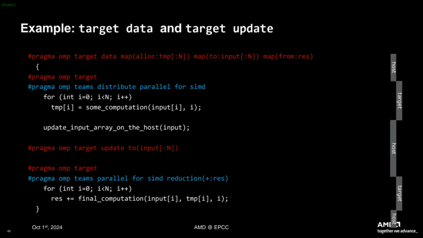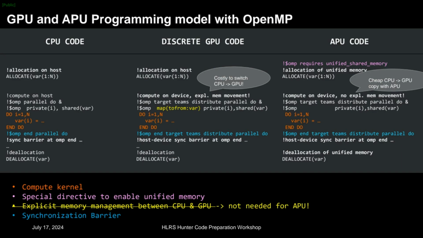So here's an example. We have this mapping to the device, and then we can have target update in between 2 kernels, because we may want to do something on the CPU with the data, like, for example, print the data because we want to do debugging or something like that. So this is a slide you already saw before, and this is what Giacomo has presented already, so I can go over this quite quickly.